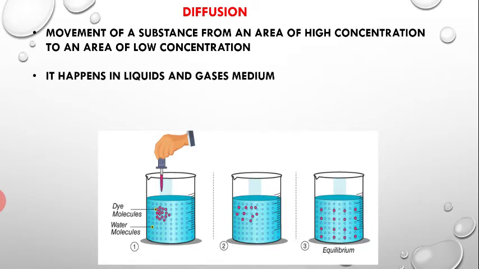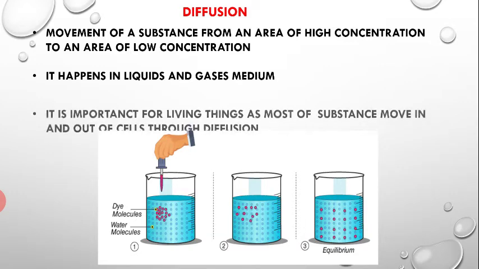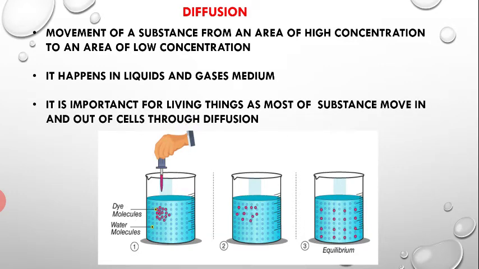Diffusion happens in liquid and gaseous medium. It is a very important process in the plant. It is a very important process for living organisms or living things, as most of the substances move in and out of the cell through the process of diffusion.